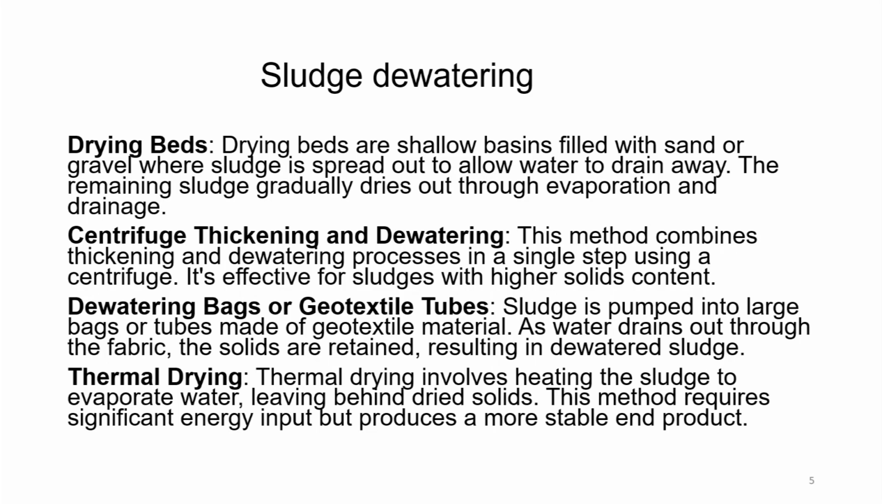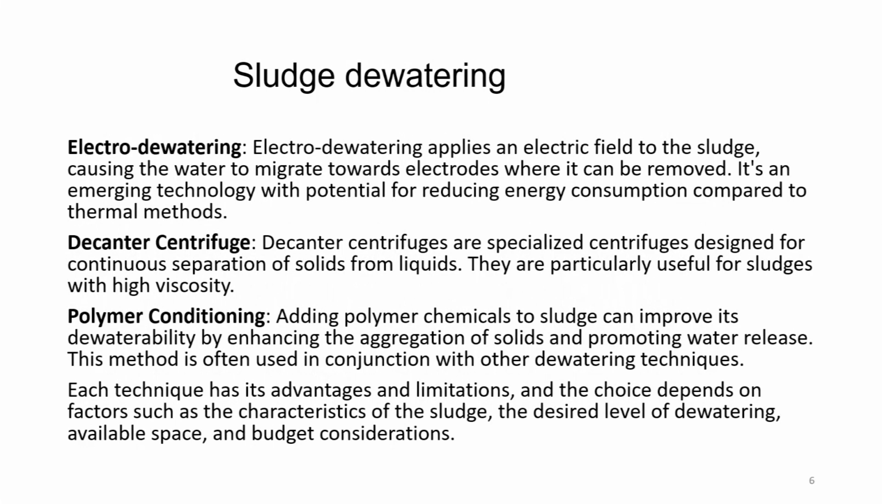Dewatering bags or geotextile tubes. Sludge is pumped into large bags or tubes made of geotextile material. As water drains out through the fabric, the solids are retained, resulting in dewatered sludge. Thermal drying. Thermal drying involves heating the sludge to evaporate water, leaving behind dried solids. This method requires significant energy input but produces a more stable end product.